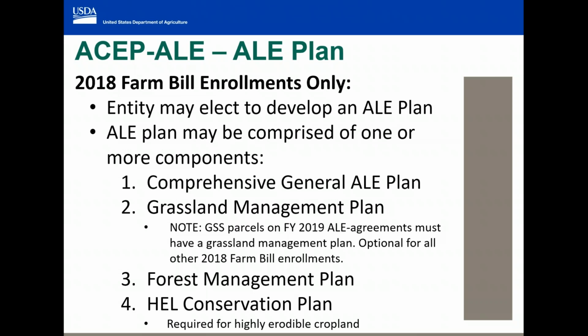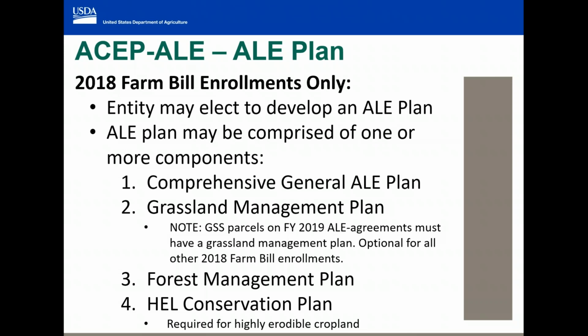Although the requirement that an ACEP-ALE be subject to an ALE plan has been removed, the manager's report to the 2018 Farm Bill did indicate a desire for USDA and eligible entities to encourage conservation planning. So for that reason, an entity may still elect to develop an ALE plan. That ALE plan may be comprised of one or more components. Here are some optional components, one being a comprehensive general ALE plan that describes the natural resource concerns and the measures and practices to address them.